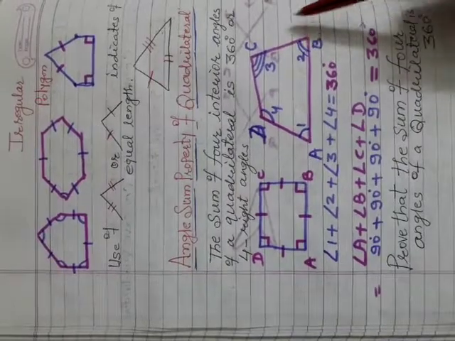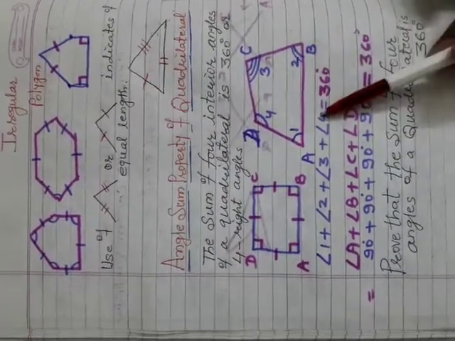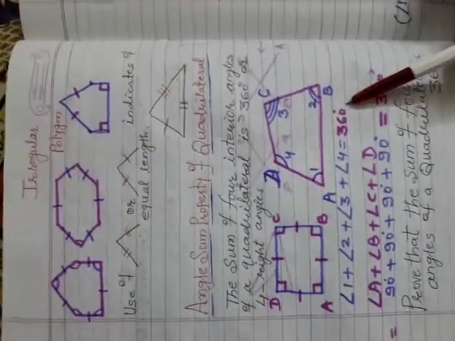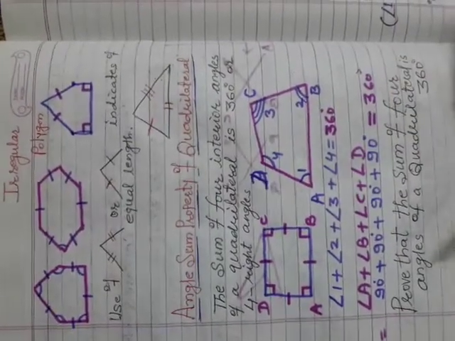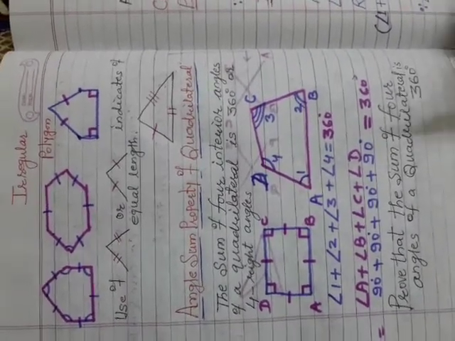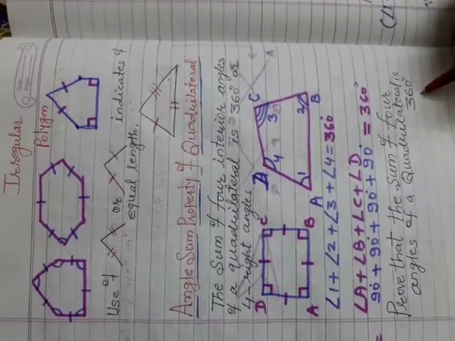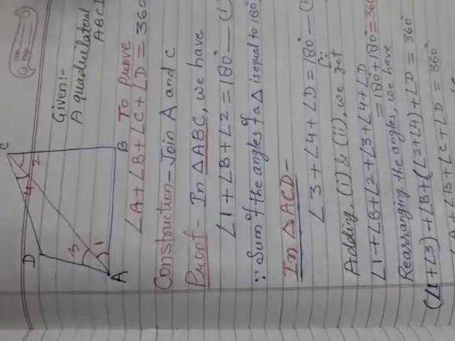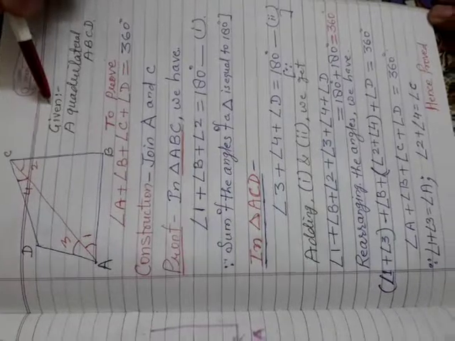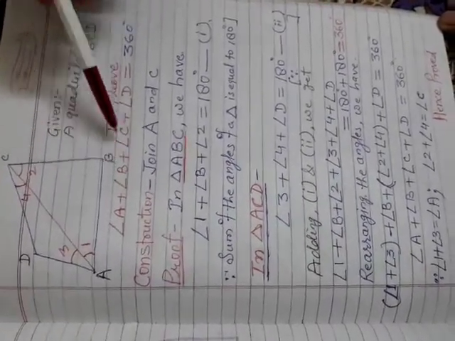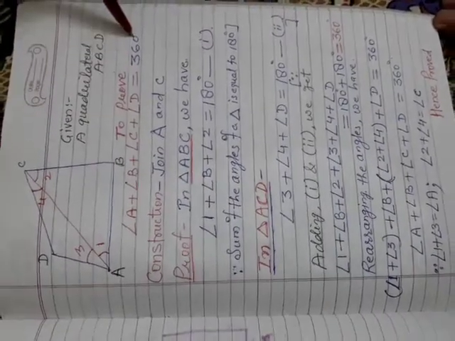In this quadrilateral, four angles are there: angle 1 plus angle 2 plus angle 3 plus angle 4. We have to prove this should be 360 degrees. So there is a theorem, a statement: prove that the sum of the four angles of a quadrilateral is 360 degrees. How will we prove it? Now this is the proof given. ABCD is a quadrilateral, that is the given part. What to prove? Angle A plus angle B plus angle C plus angle D is 360 degrees.